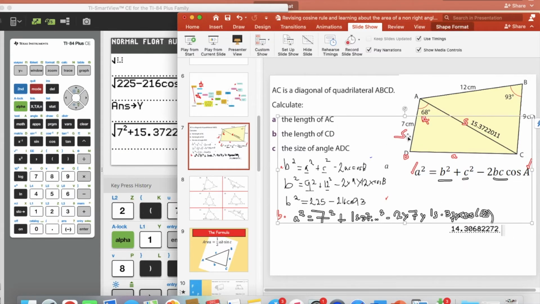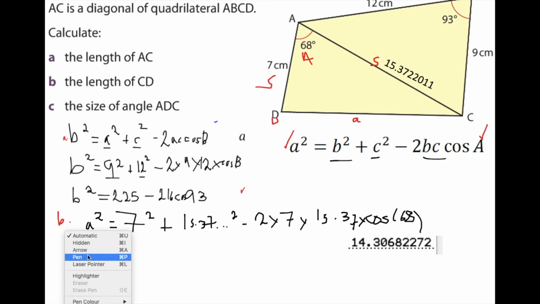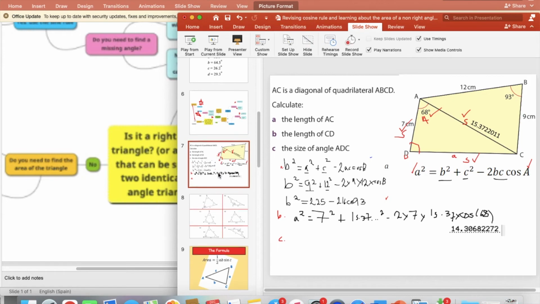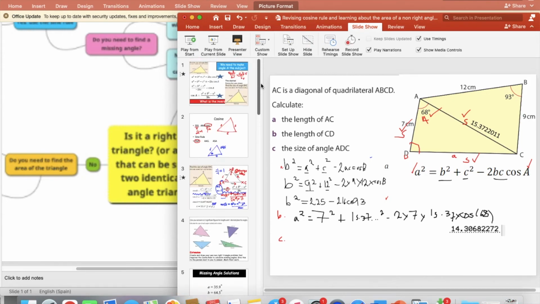Now for part C, this is fairly straightforward, and we're going to talk about why. Part C, you can either use the cosine or the sine rule. This is because we are now given the side, the angle, the side, and another side. So if you wanted to find out the size of angle ADC, which is this angle here, we could apply side, side, side rule for cosine and work out the missing side. For that, we would use the formula I briefly alluded to at the beginning of the video.